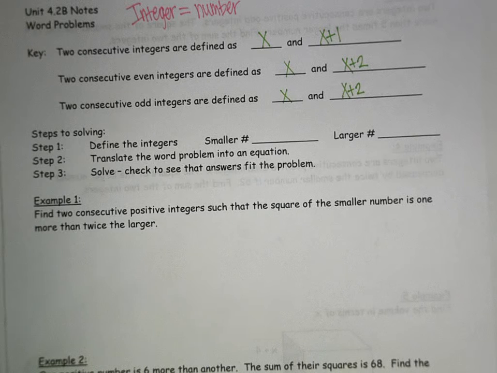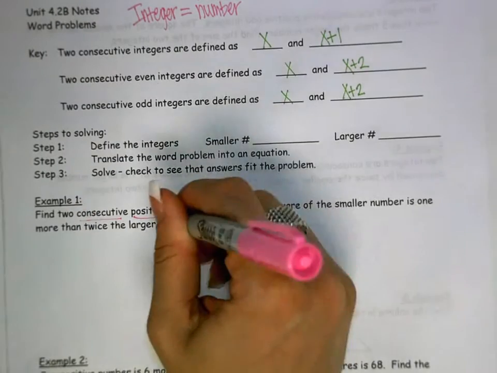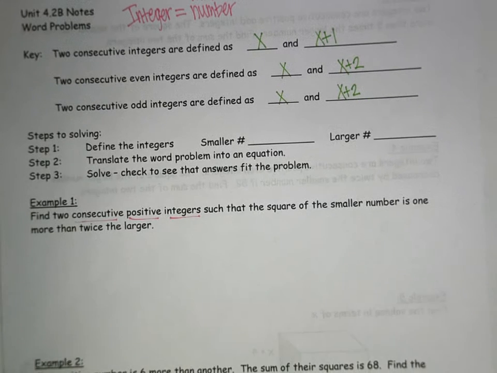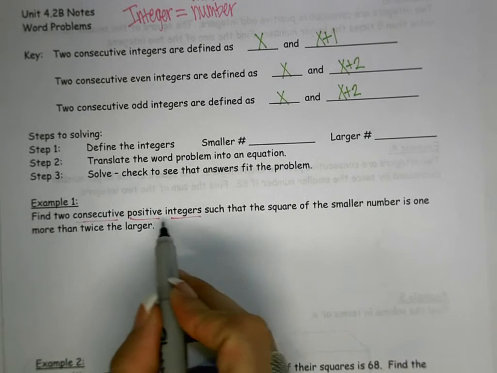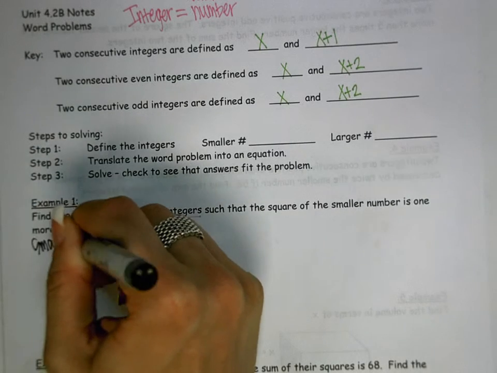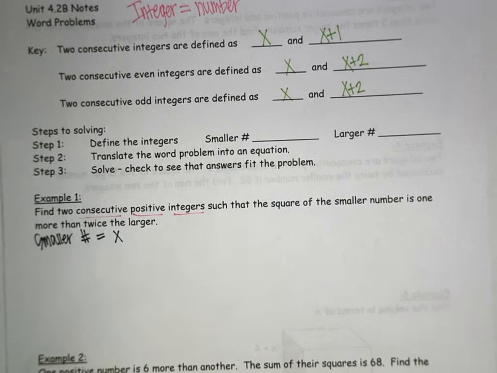So first things first, let's start with this one. It says find two consecutive positive integers. So automatically before even reading, I want to define my integers. Automatically before even starting to read. If I define these integers, consecutive positive integers, your smaller number will be equal to x. Smaller number is always equal to x.